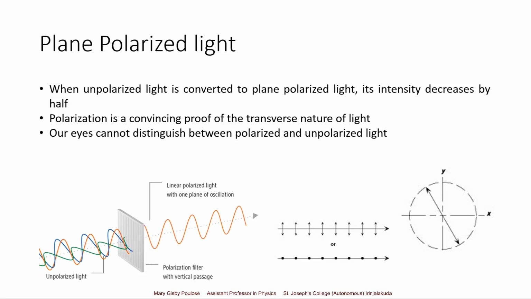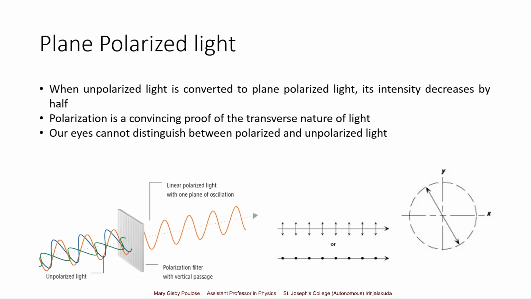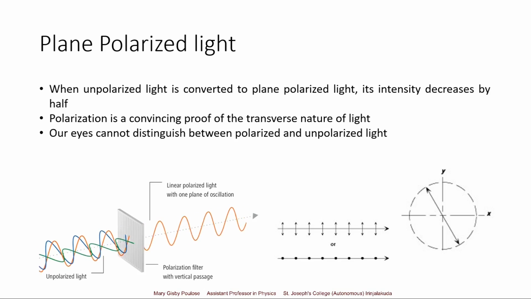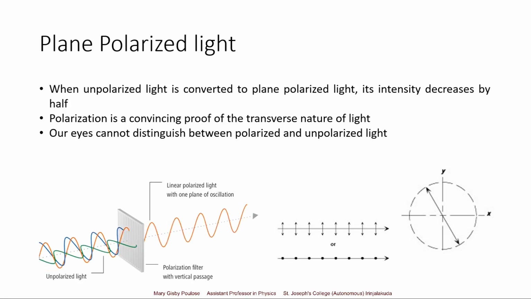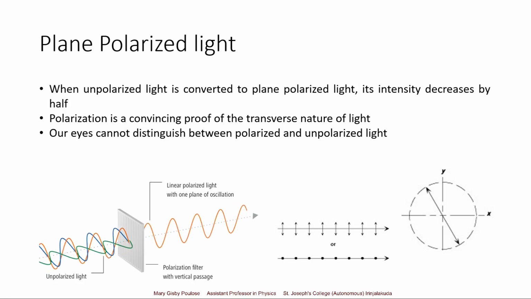Our eyes cannot distinguish between polarized and unpolarized light. Hence, we use other optical elements like polarizers or Polaroids to distinguish between them.